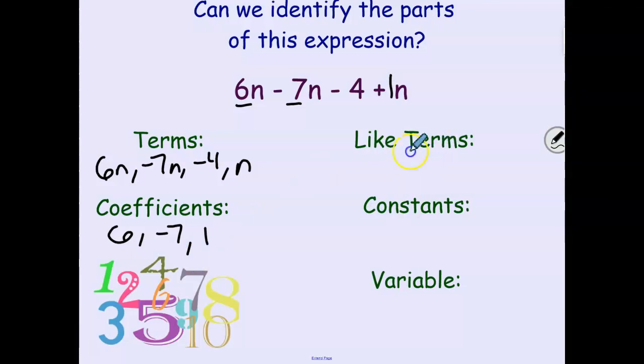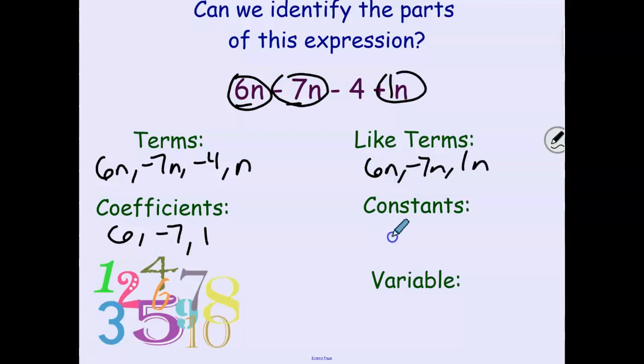What are my like terms? What could I group together? Well, I have a lot of n's here, so I could call these my like terms. I have 6n, negative 7n, and 1n, and they could be grouped together. My constants are the ones right there. I have a negative 4. And what variable do I have? My variables are my letters. So in this expression, there's only one variable, and it's n.